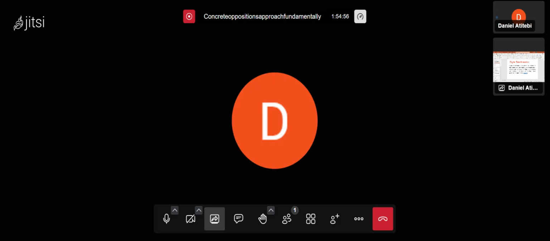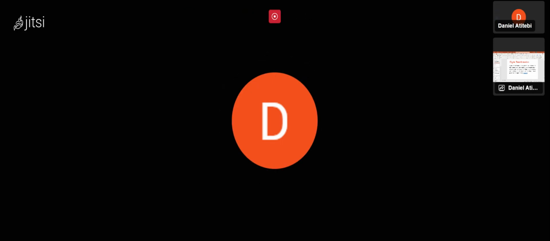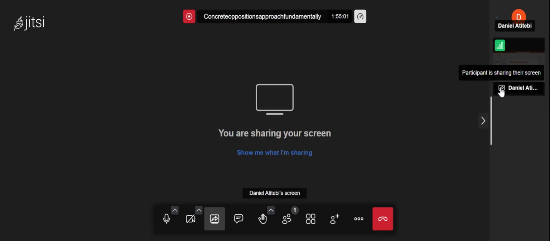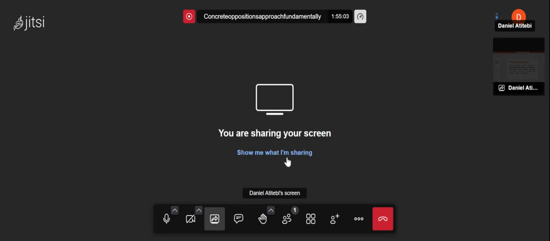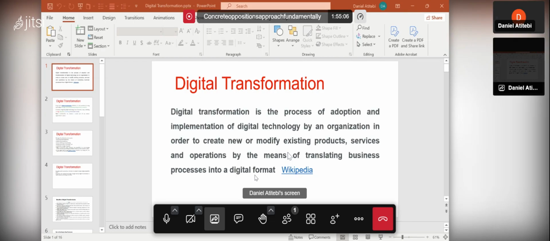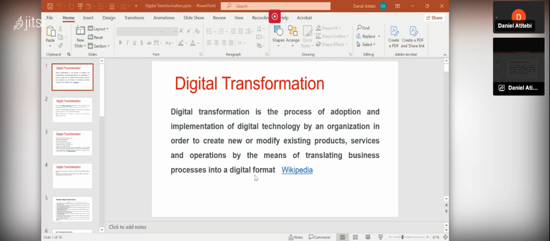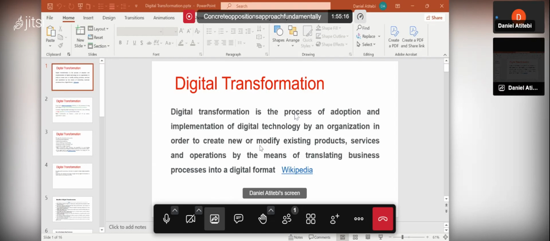I guess you are seeing the screen. So, how do you take advantage of the digital transformation? How do you take advantage of the technology to support your service? So that's why we need to understand what I mean by digital transformation. Digital transformation is the process of adoption and implementation of digital technology by an organization in order to create new or modify existing products or services or operation by the means of translating business process into digital format.